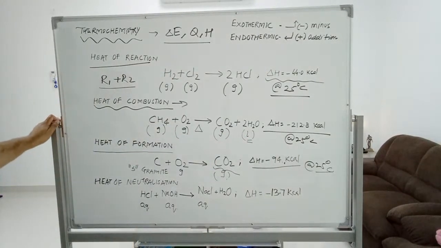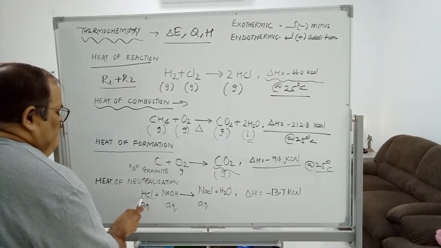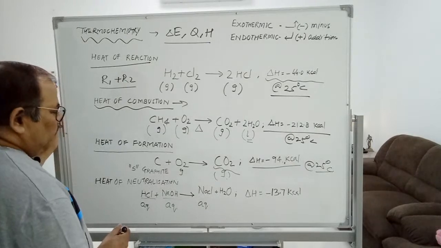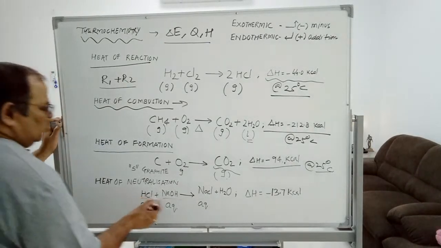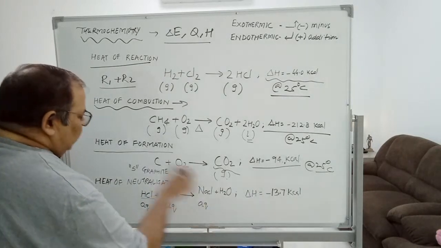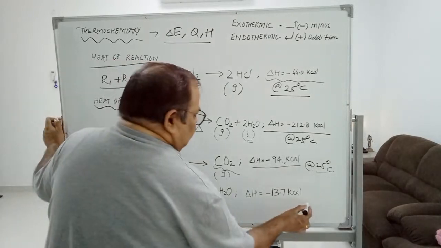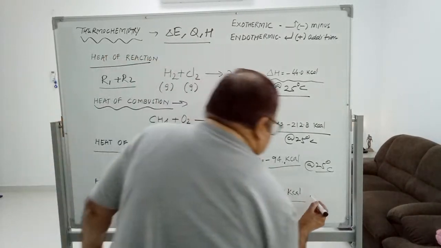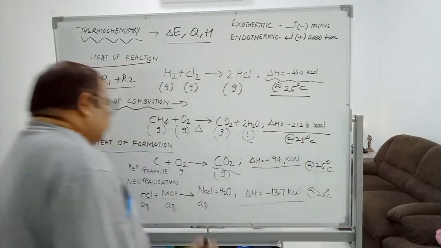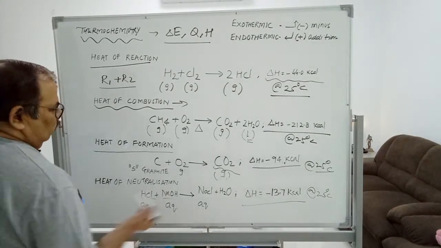Next, heat of neutralization. An equivalent of HCl reacts with an equivalent of base. HCl reacts with NaOH. This reaction is known as a neutralization reaction. During this, the heat evolved is termed as heat of neutralization, that is at 25 degree centigrade. So this is in aqueous form.